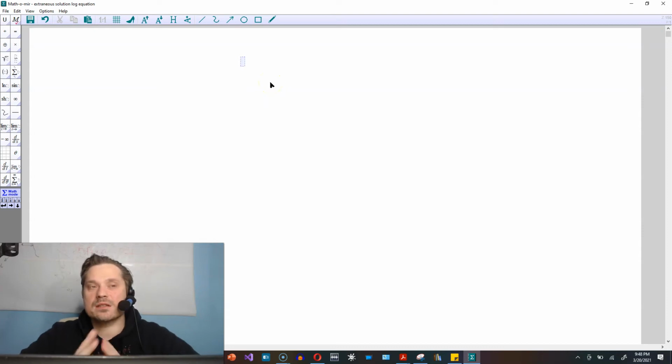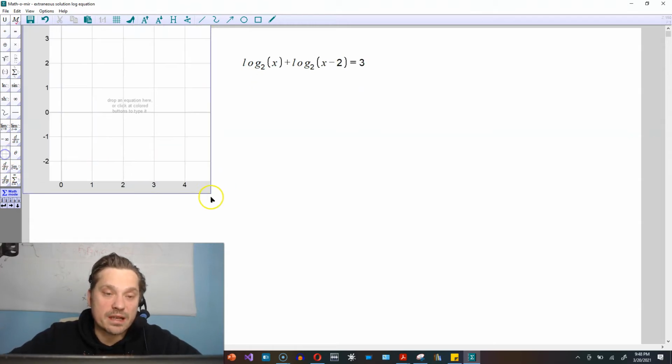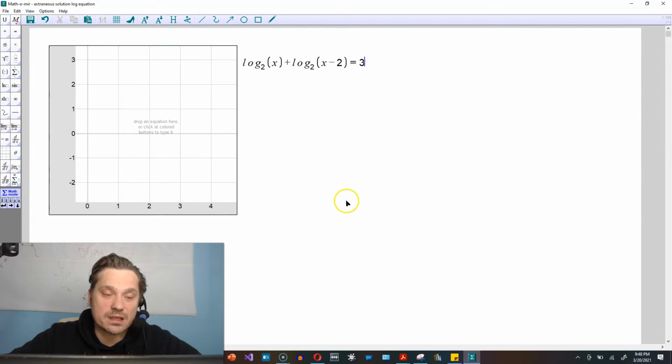Welcome back, friends. In this one, I'm going to explore the concept of where an extraneous solution might come from in a logarithmic equation. So I'm going to type log base 2 of x plus log base 2 of x minus 2 and set that equal to 3. What I want to do is just graph the two sides of the equation right now.